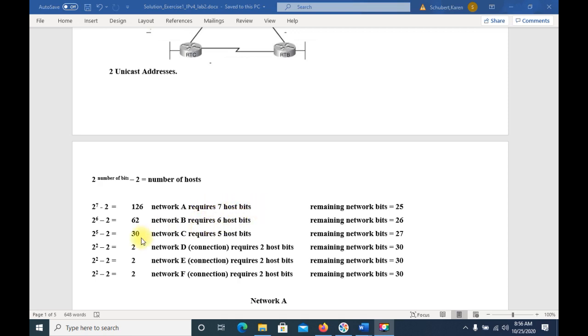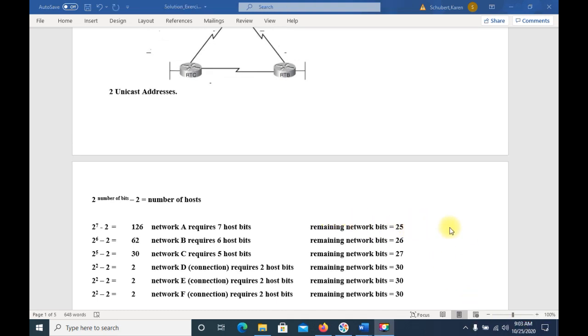For network B, we need to keep 6 host bits so that we can satisfy the requirement of 45 hosts. For network C, we must keep 5 host bits so that we can accommodate the requirement of 18 hosts. And then for the network connections, the connecting networks D, E, and F, we need to keep at least 2 host bits, which will give us each 2 unicast addresses so that we can actually connect these networks.